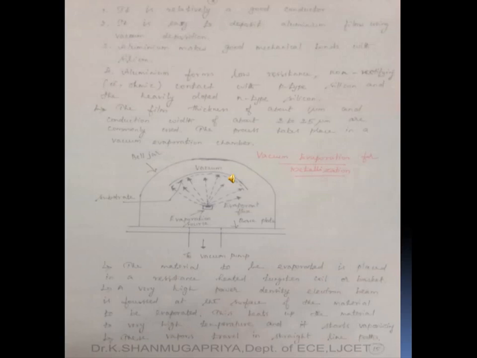Now a very high power density electron beam is focused at the surface of the material to be evaporated. This heats up the material to very high temperature and it starts vaporizing. These vapors travel in straight line paths. The evaporated molecules hit the substrate and condense there to form a thin film coating.